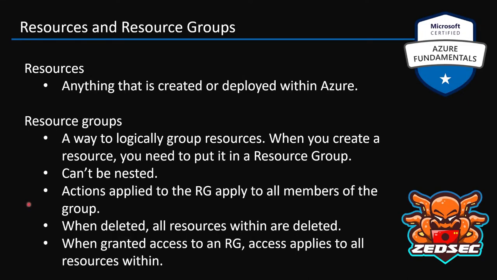Resources and resource groups. A resource is anything that is created or deployed within Azure, and a resource group is a way to logically group resources. When you create a resource, you need to put it in a resource group. They can't be nested. Actions applied to the resource group apply to all members of the group, and when deleted, all resources within are going to be deleted. When granting access to a resource group, access applies to all resources within.